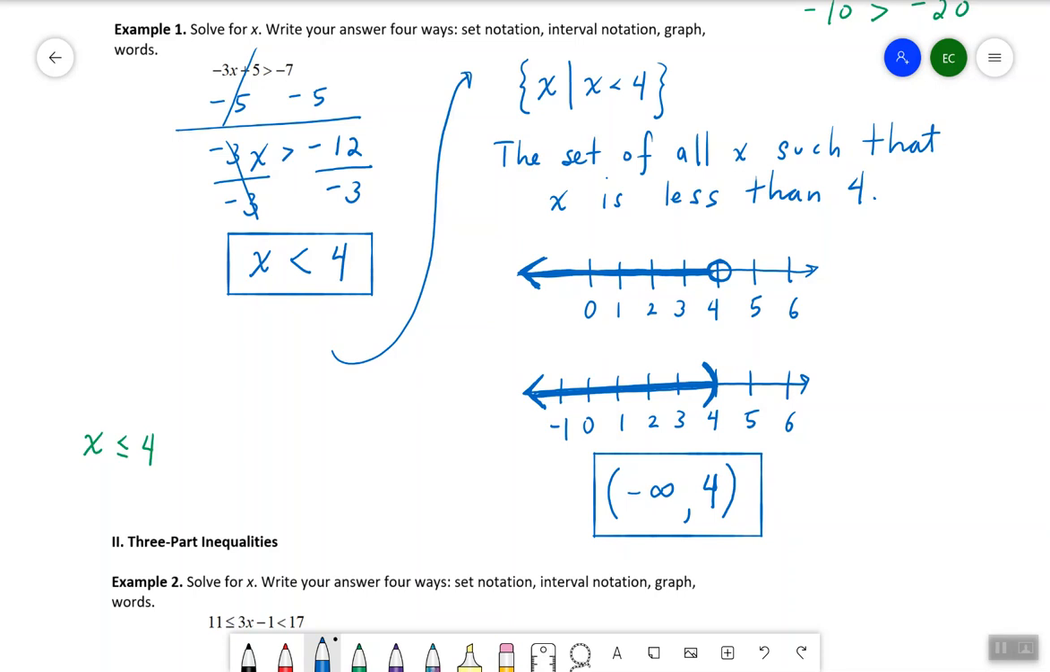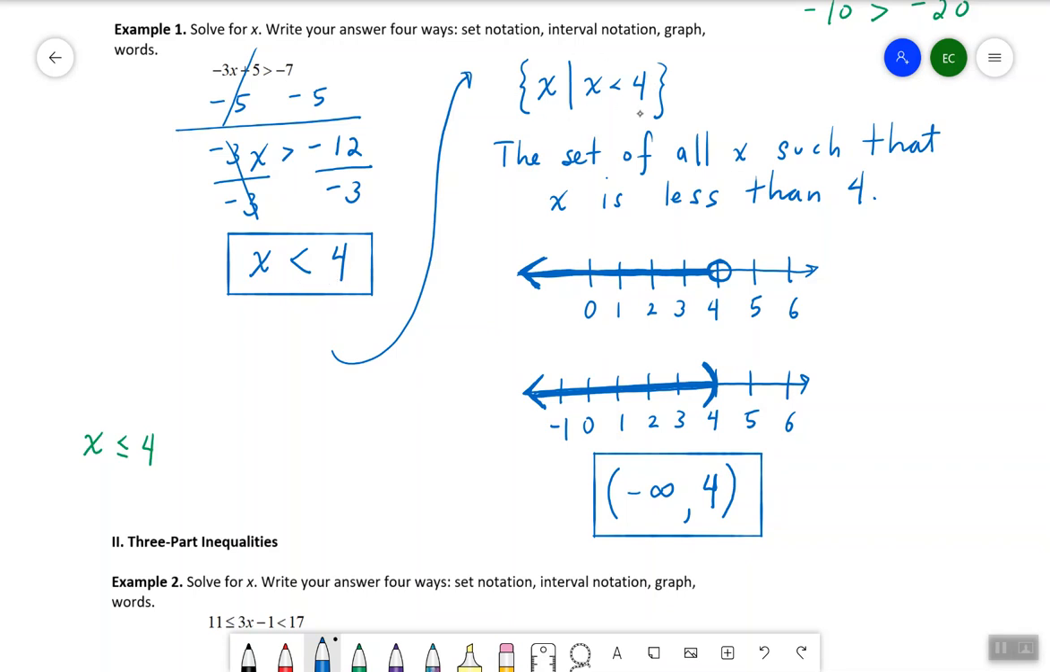Okay, so we finished example 1. Let's just back up real quick. There was a big idea. Let's try to hit the ideas again here. The big idea in solving was to flip the direction of the inequality if we multiply or divide by a negative number, which we did. So we got x is less than 4.